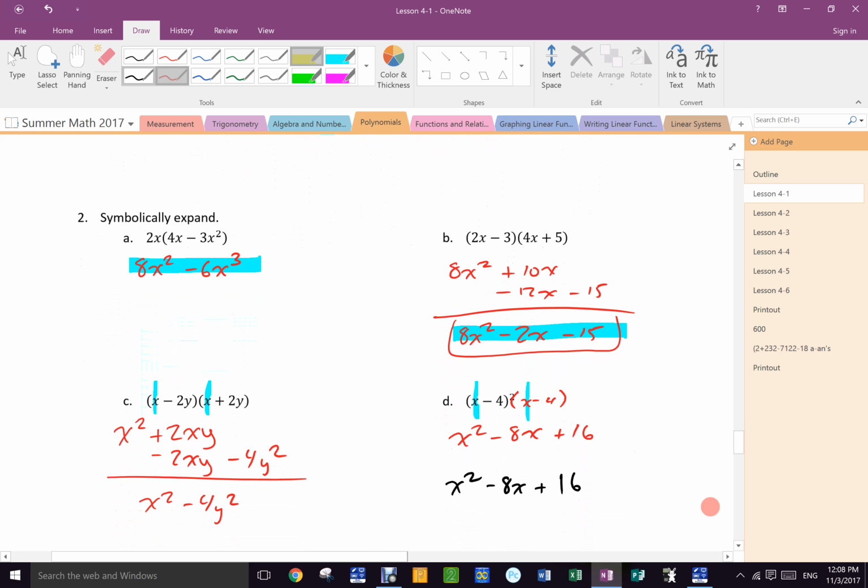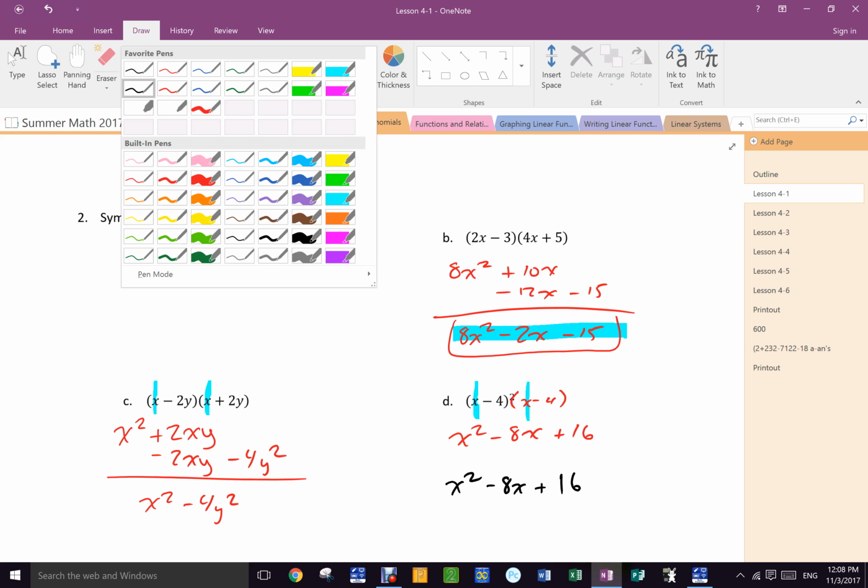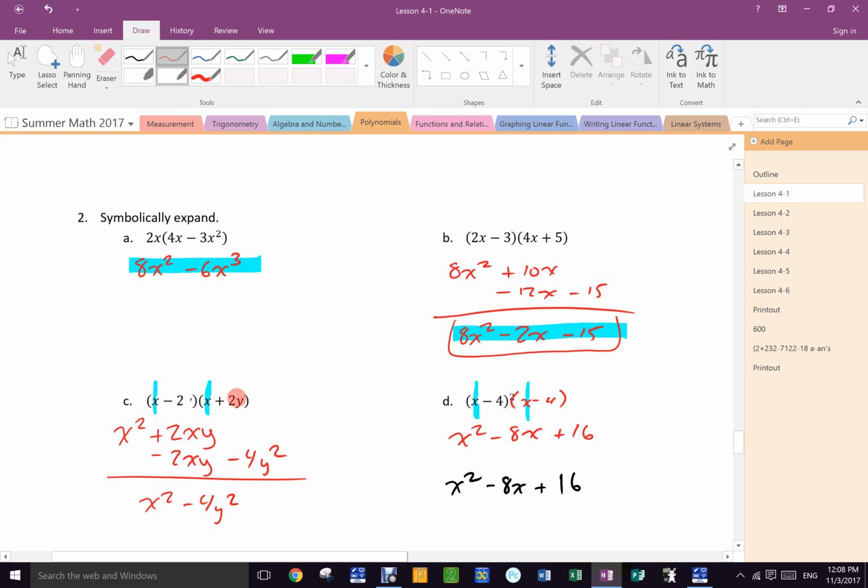Now, look at C. Does C have only a letter at the front? Yeah, x and x. So the shortcut maybe could work, right? If there was no y there, could I do the shortcut? Yeah, 2 minus 2 would be 0, so I'd have nothing in the middle. And negative 2 times positive 2 is negative 4, right? Well, now you just add the y in. y times y is y squared. Does everybody see? As long as the first term is singular, you can do this trick.